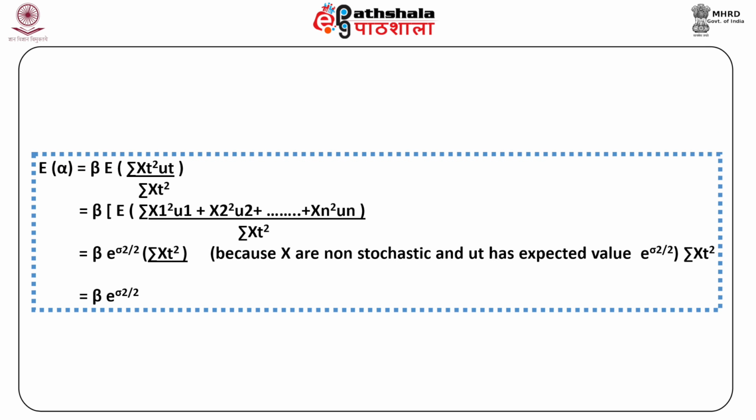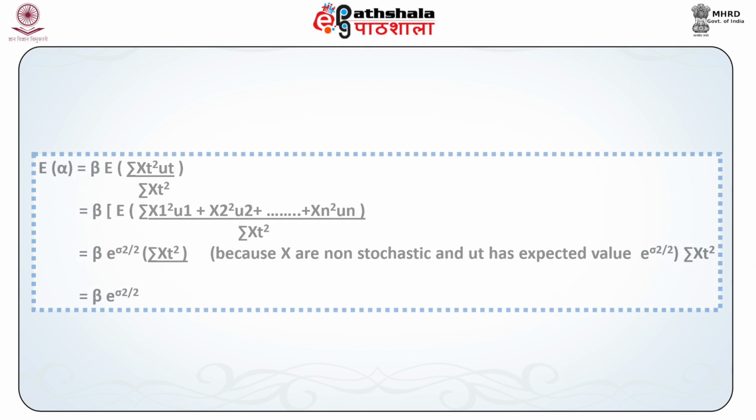Proof: the expectation of alpha hat is equal to beta times the expectation of [x1 square mu 1 plus x2 square mu 2 till xn square mu n] divided by summation xt square. Now this is equal to beta e raised to sigma square divided by 2 into summation xt square, because x are non-stochastic and mu t has expected value e raised to sigma square divided by 2, divided by summation xt square. Now this is equal to beta e raised to sigma square divided by 2. Hence, alpha hat is a biased estimator of beta.